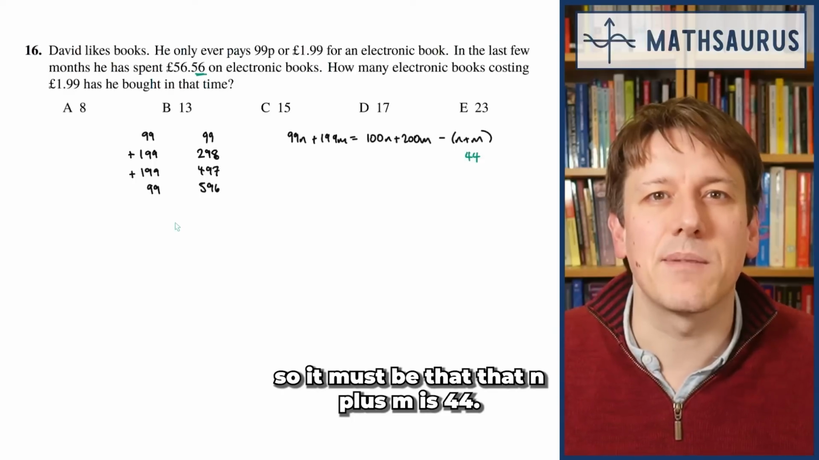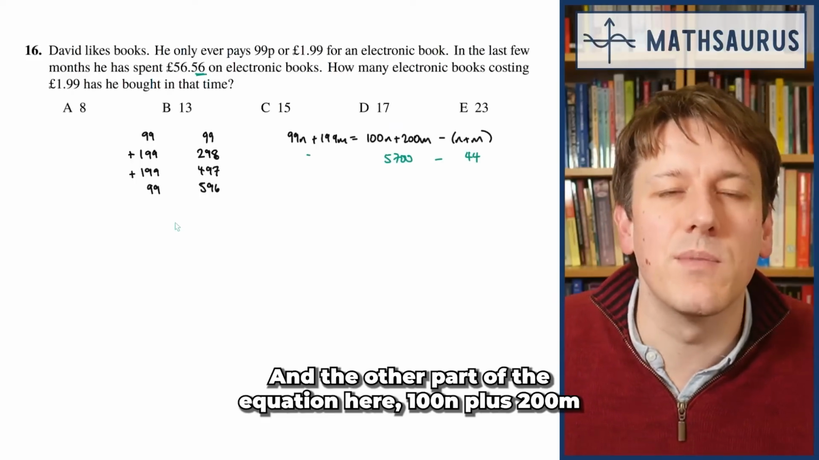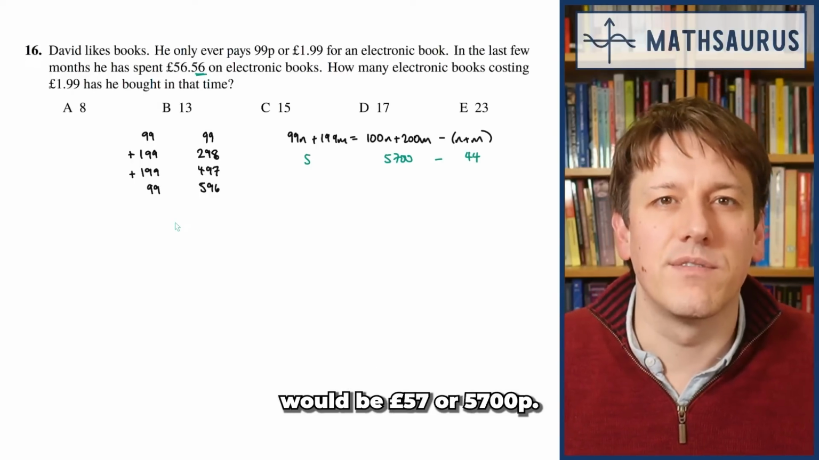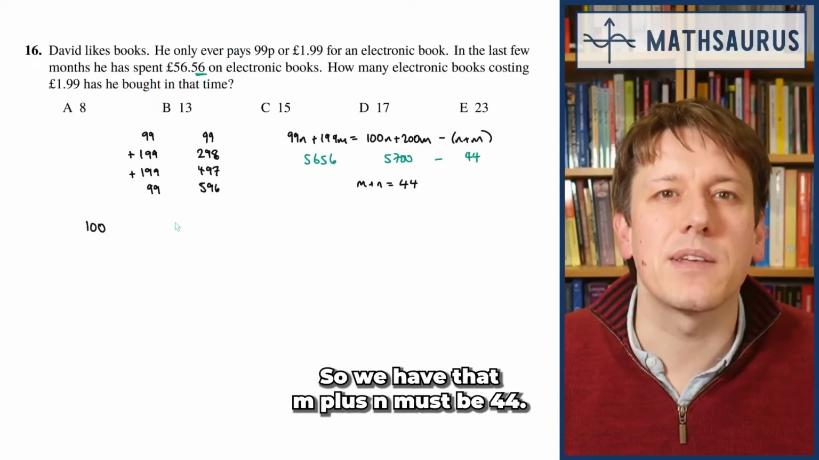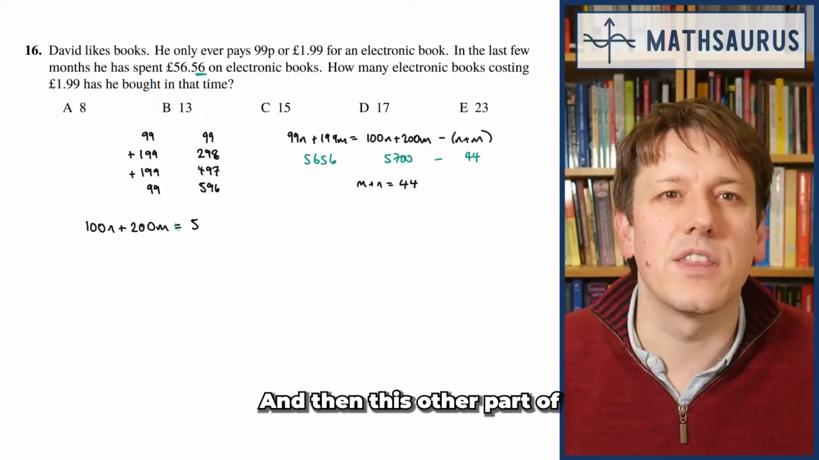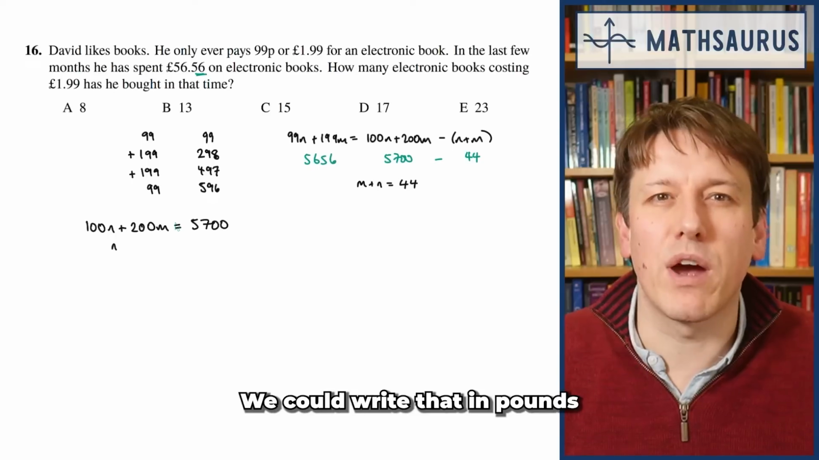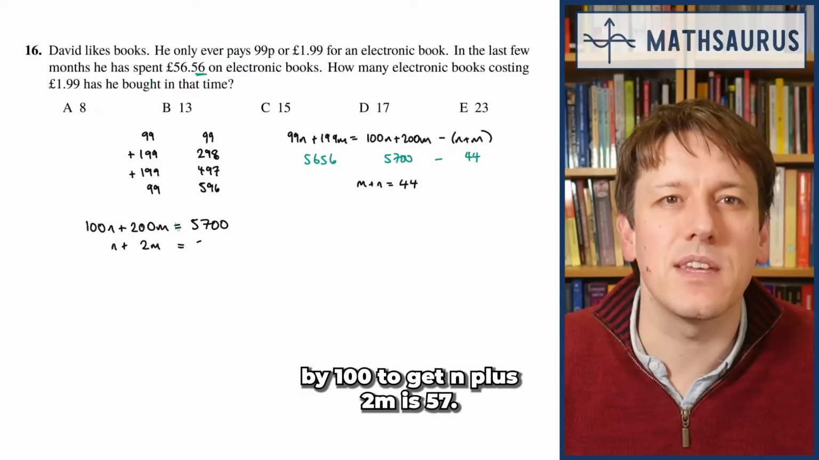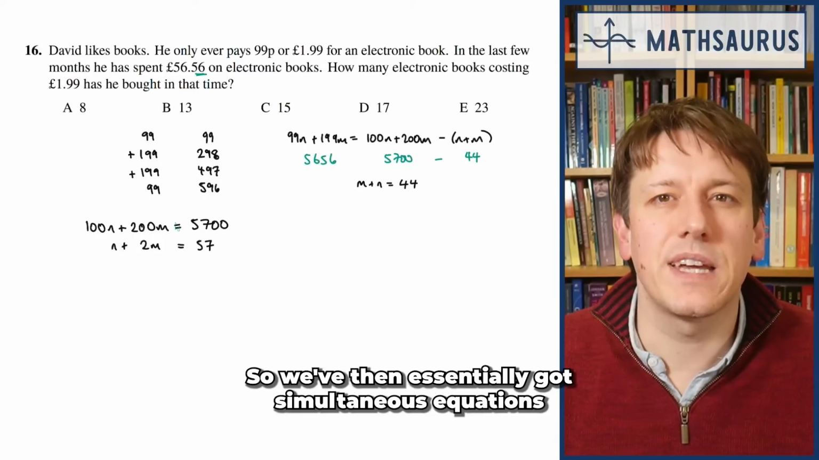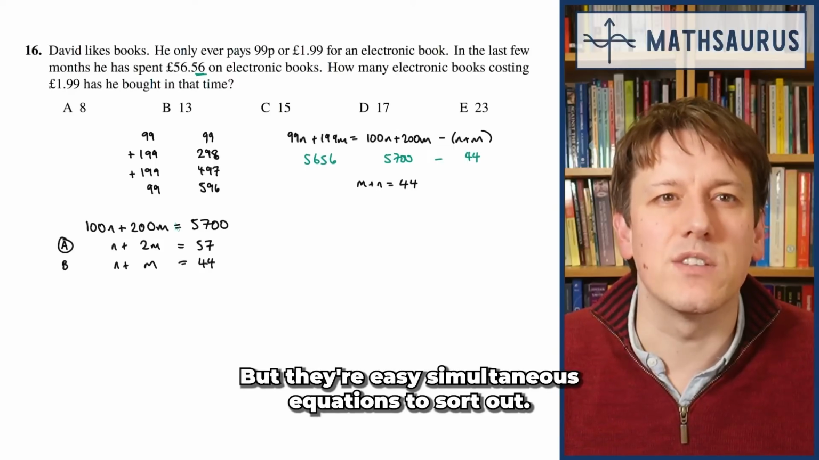So it must be that n plus m is 44, and the other part of the equation here, 100n plus 200m, would be £57 or 5,700p, and that would bring us to the 56.56. So we have that m plus n must be 44, and then this other part of the equation, 100n plus 200m is 5,700. We could write that in pounds instead, or divide both sides of this equation by 100 to get n plus 2m is 57. So we've then essentially got simultaneous equations here. N plus 2m is 57 and n plus m is 44, but they're easy simultaneous equations to sort out.